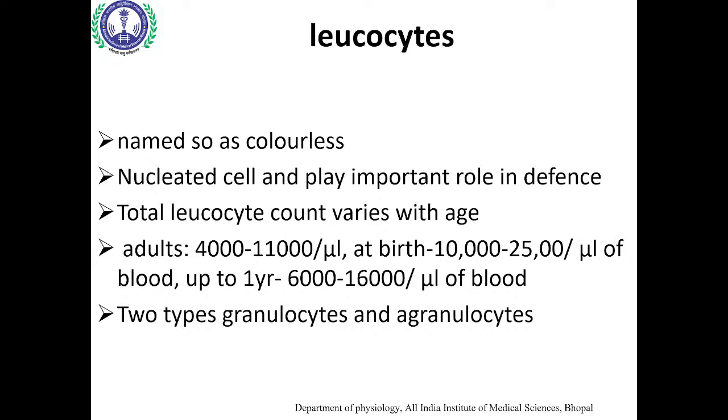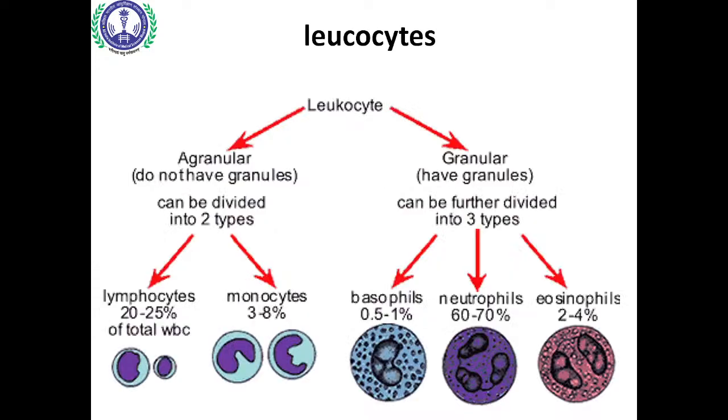And then we have, as already told by your colleague, granulocytes and agranulocytes, but it is better not to classify them like this. For remembering, you can classify them this way. So in agranular we have monocytes and lymphocytes. Monocytes are very less in number. The maximum number is of neutrophils. It occupies almost 60 to 70% of the WBCs.